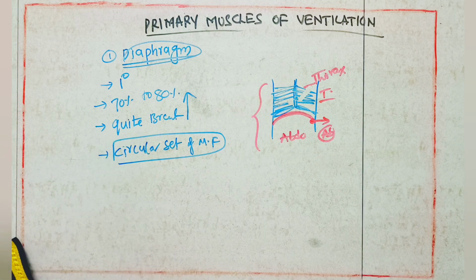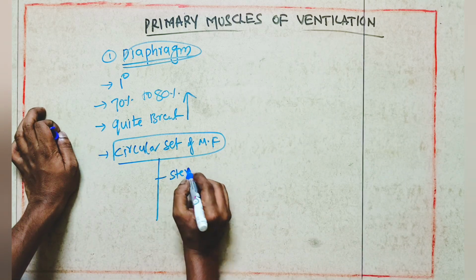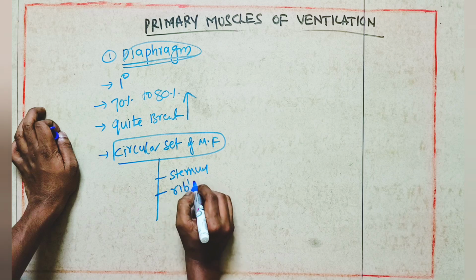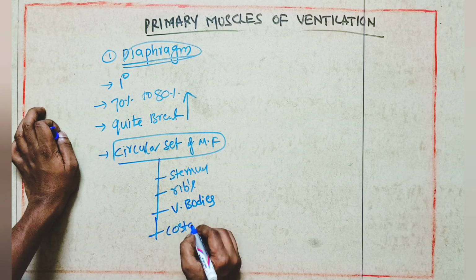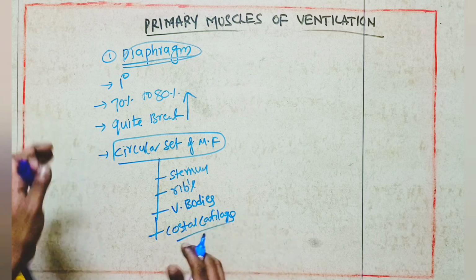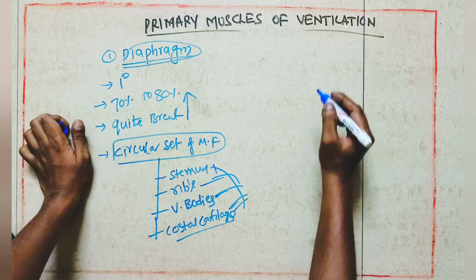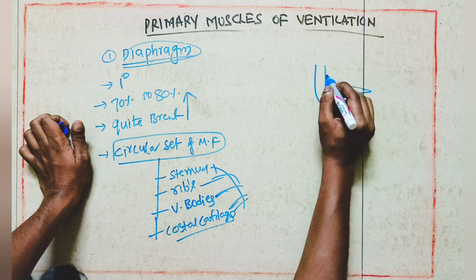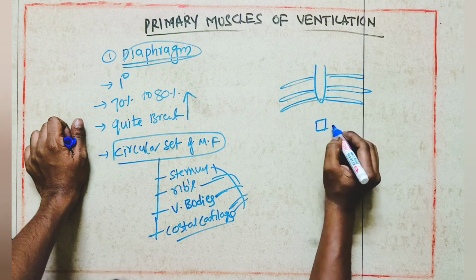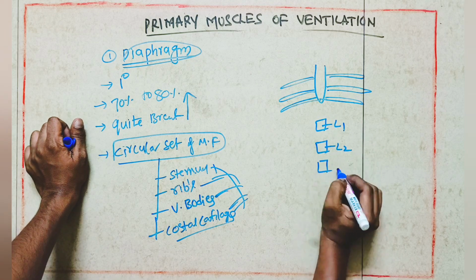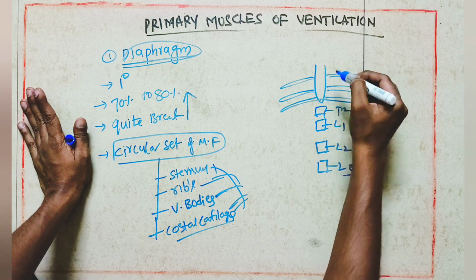Where do these muscle fibers arise from? First, the sternum, ribs, vertebral bodies and costal cartilages. So from all these four places, the diaphragm muscle will originate. Suppose this is our sternum, these are the ribs, just imagine. Here I am drawing L1, L2, L3 vertebrae. Here we will have T12. If we go posteriorly, T11, T10, it will be like that.